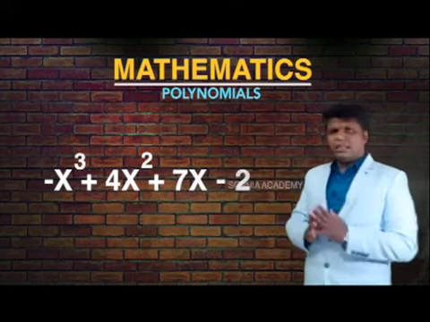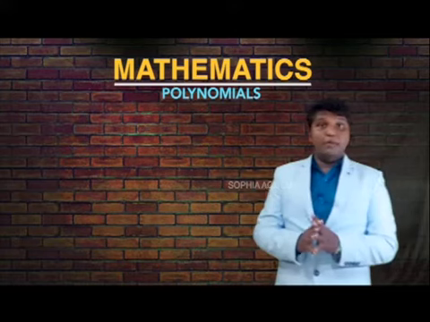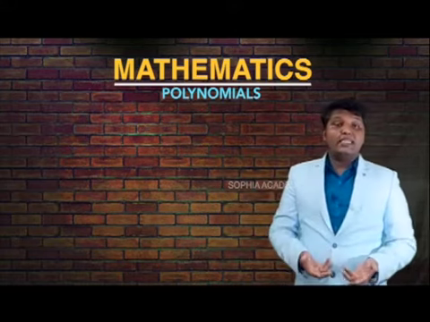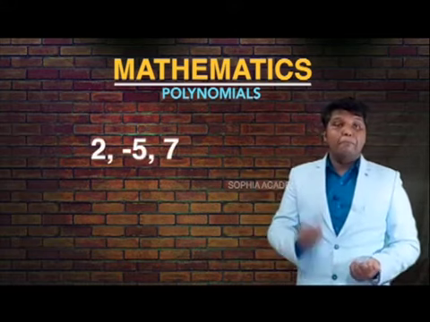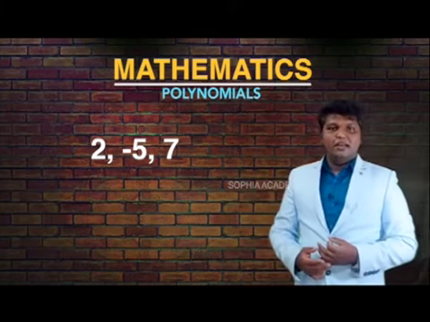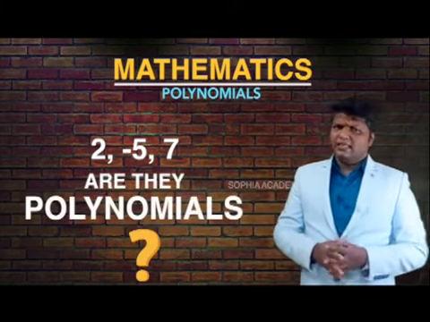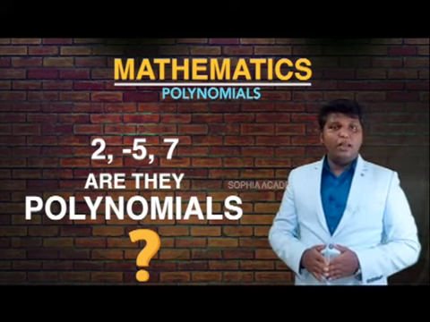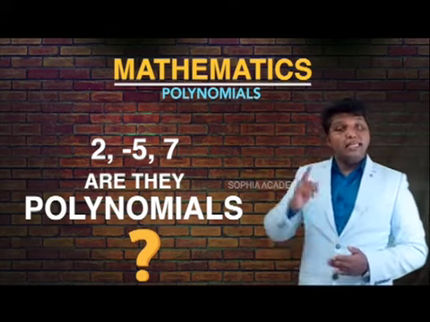Now my question is, in some cases some students may be thinking, see I will give you one question from that. Let us take three numbers, 2, -5 and 7. Three numbers. My question is, is this a polynomial? Is 2 a polynomial? Is -5 a polynomial? Is 7 a polynomial?